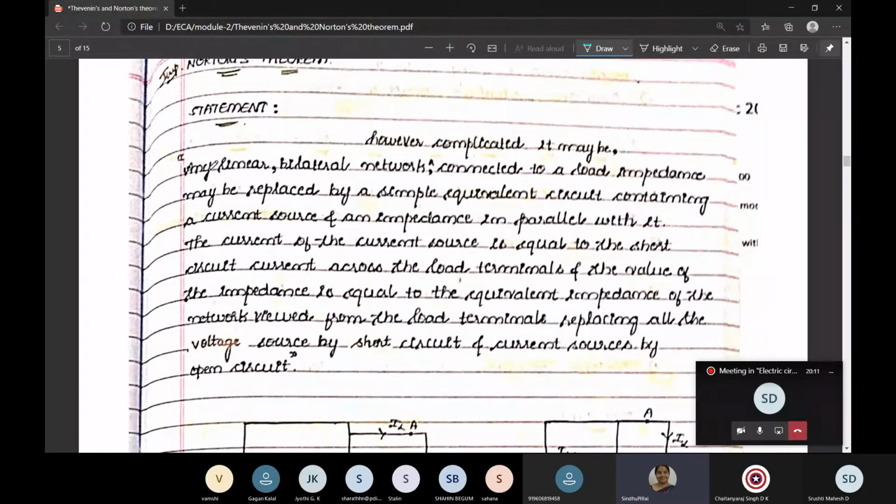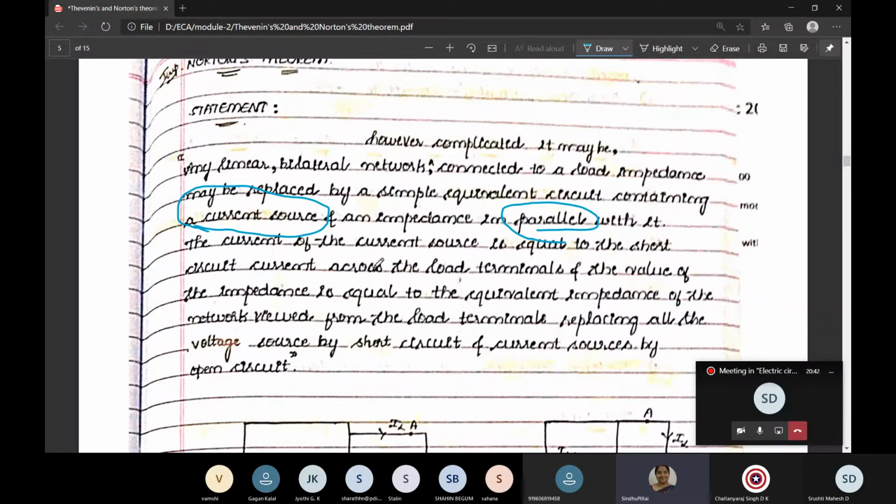So the statement is: any linear bilateral network connected to a load impedance may be replaced by a simple equivalent circuit containing a current source. That is important. What is it containing? It is containing a current source. So when it is a current source, its impedance will be what? The impedance is in parallel. Okay, containing a current source with an impedance in parallel with it. Wherever voltage is there, it will be replaced by current.